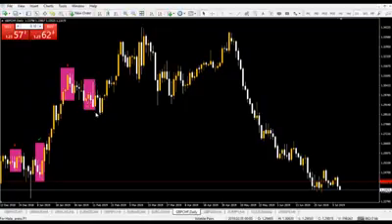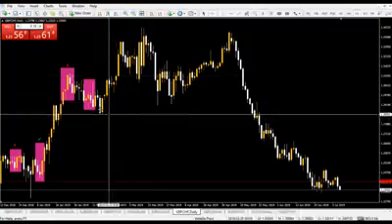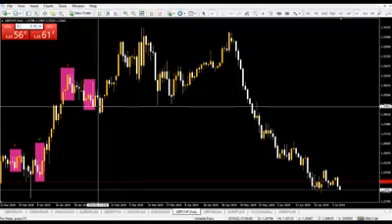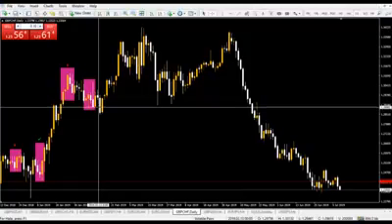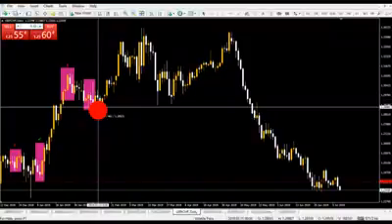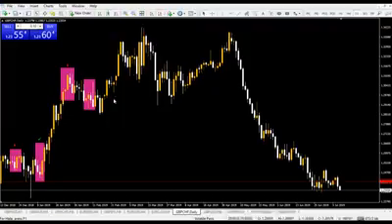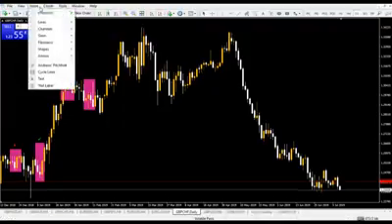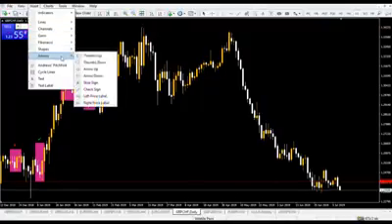So again, 1, 2, 1, 2. We would have jumped in this trade. It went against us for 113 pips, and we would have gained 46 pips. Right? So this one is a winning trade.